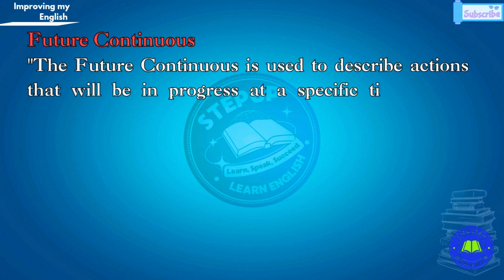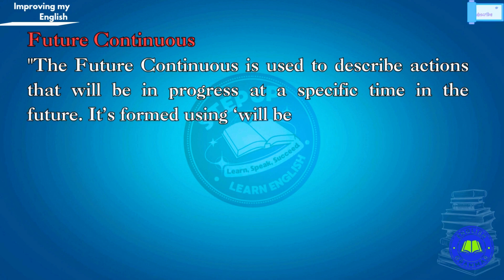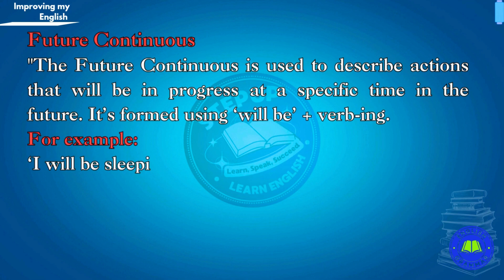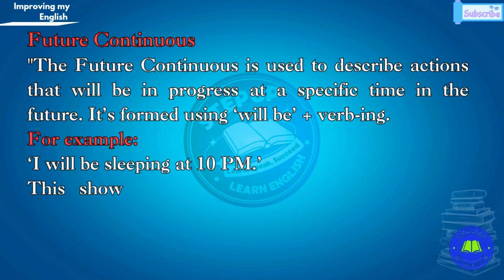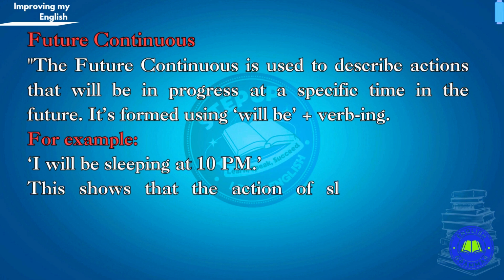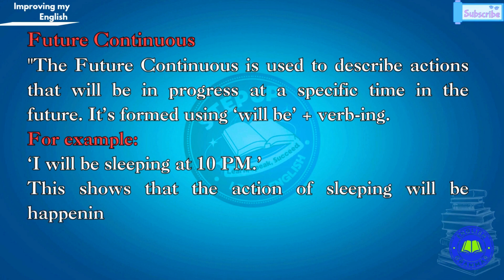Future continuous. The future continuous is used to describe actions that will be in progress at a specific time in the future. It's formed using will be plus verb-ing. For example, I will be sleeping at 10 p.m. This shows that the action of sleeping will be happening at that specific future time.